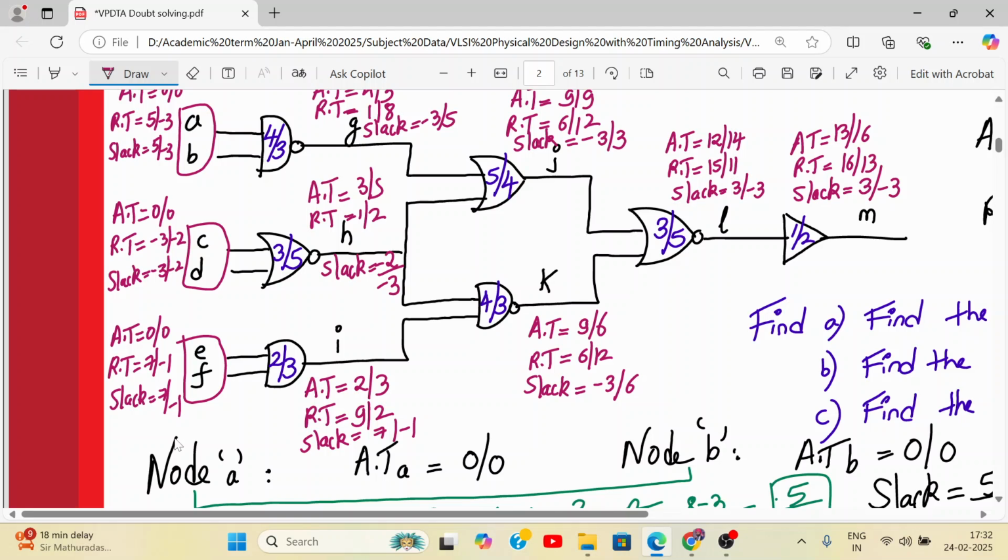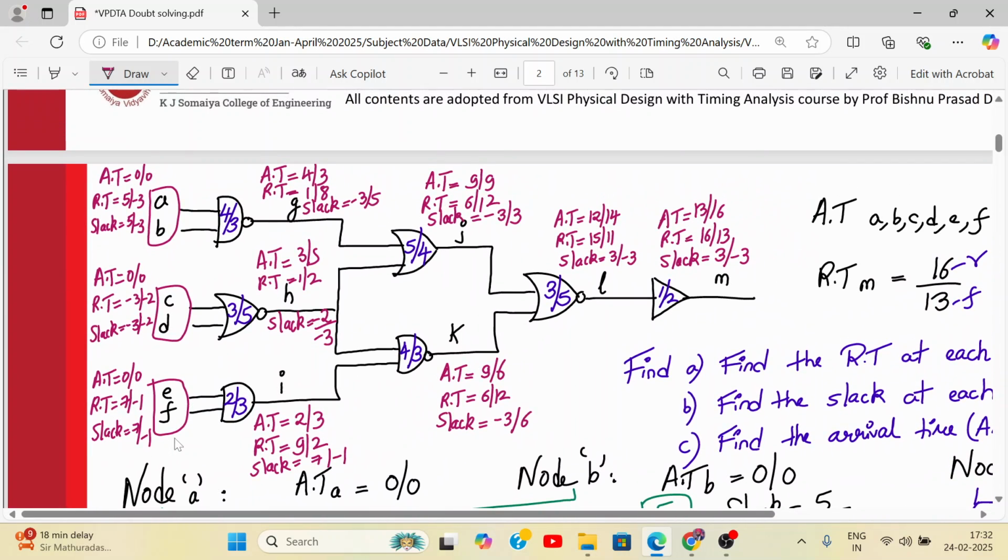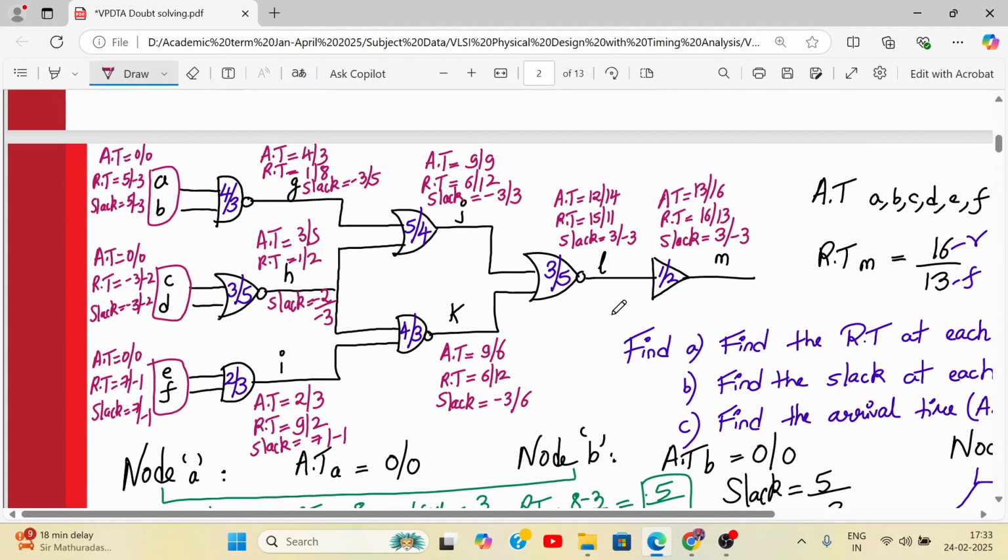Okay, so we have filled in the complete information. We have found out the required time, arrival time and the slack for this combinational logic. In this manner we can calculate the arrival time and required time for any combinational logic.